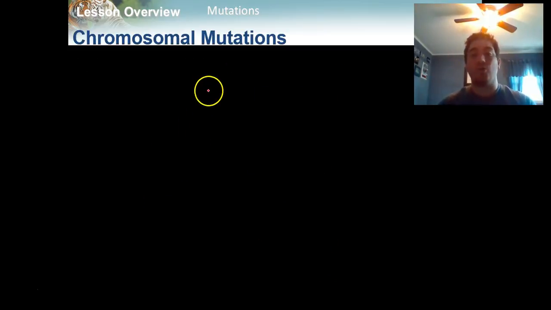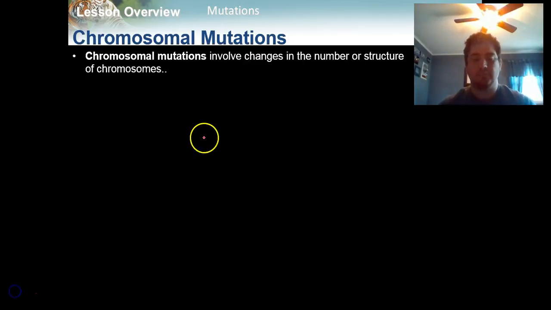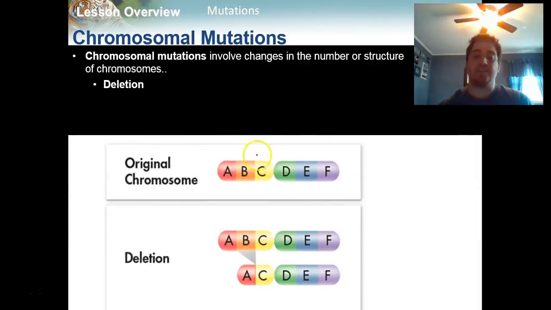Okay, so let's talk about chromosomal mutations now. Again, a chromosomal mutation is when we have a mutation that affects the whole chromosome, right? Not just one nucleotide base pair. Okay, so as we say here, right, we're affecting the whole chromosome, not just the base pair. And the first one's called a deletion. And this is when we actually delete a whole section of chromosome, right?